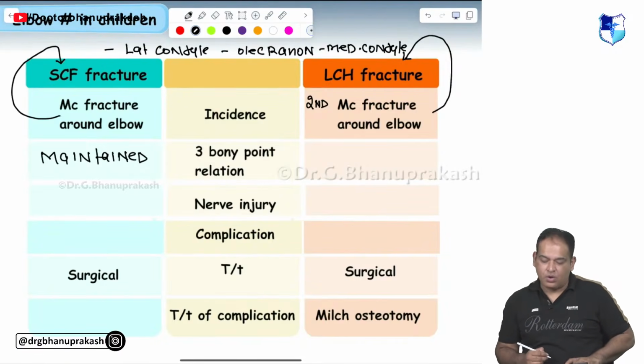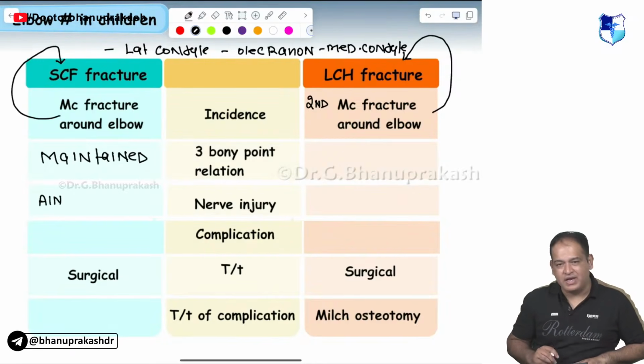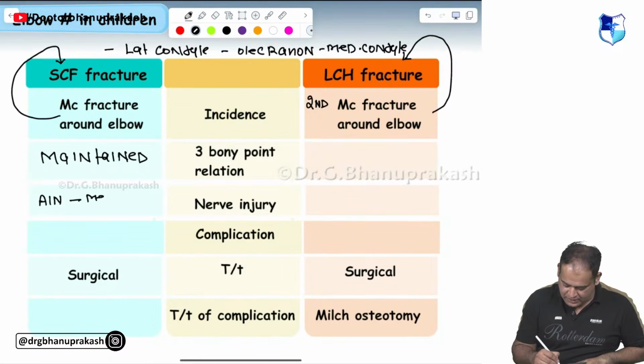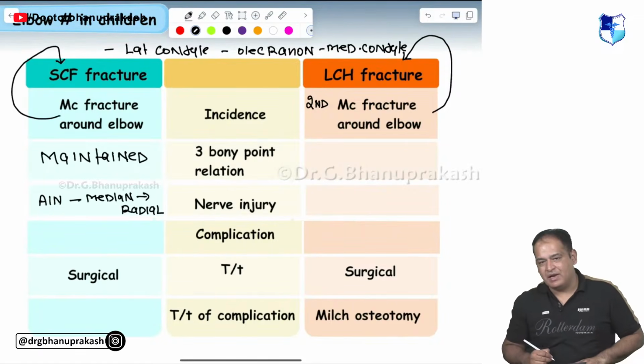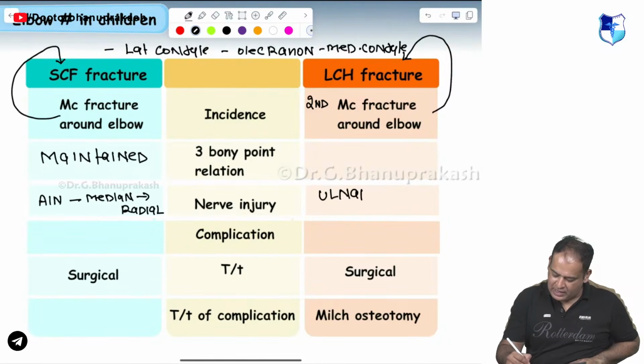condyle. Medial condyle. What is the most common nerve injury? Anterior interosseous nerve. Fine. And then median nerve. And after that, radial nerve. Nerve injury common here is ulnar nerve.